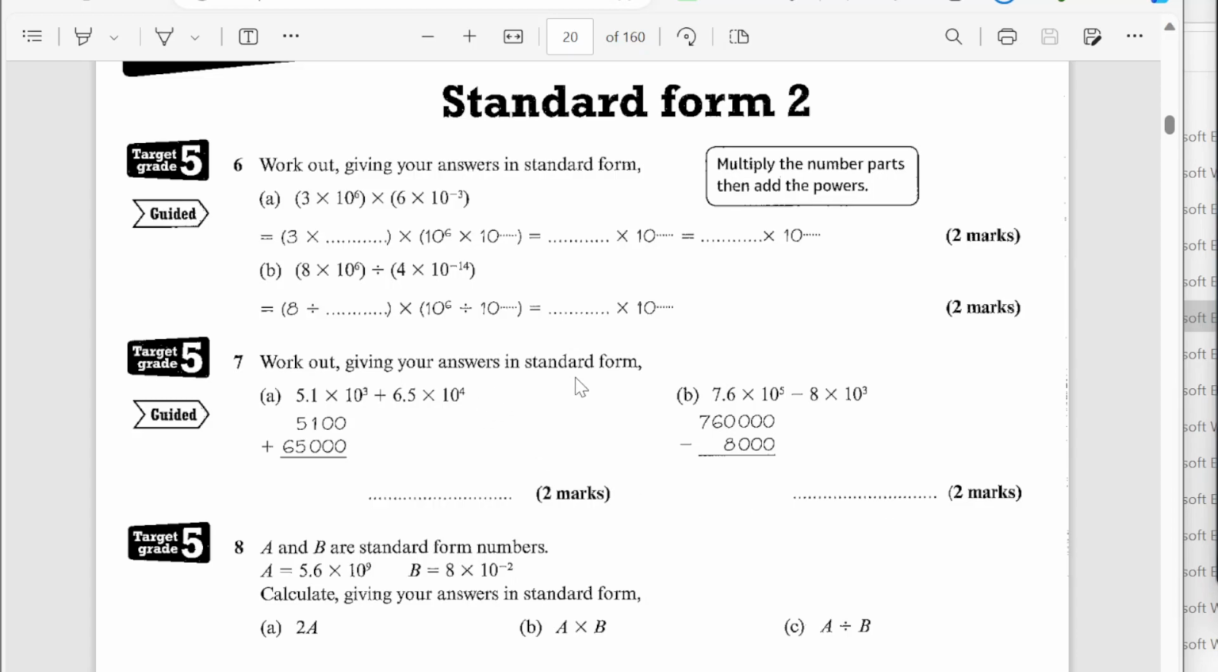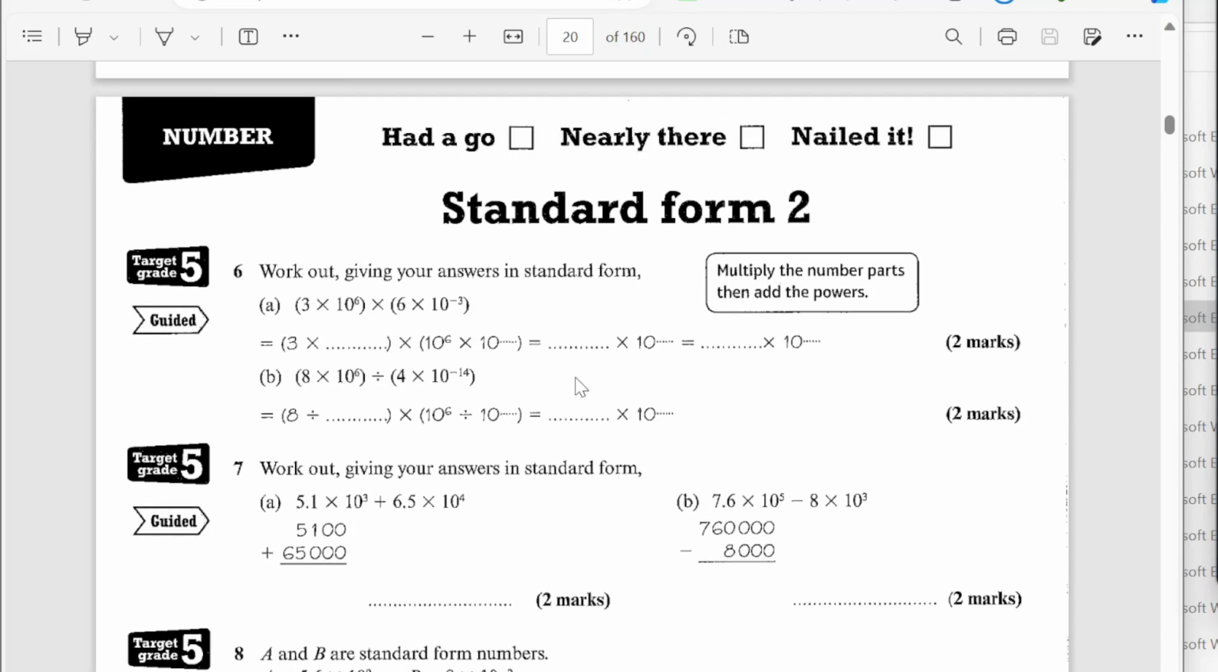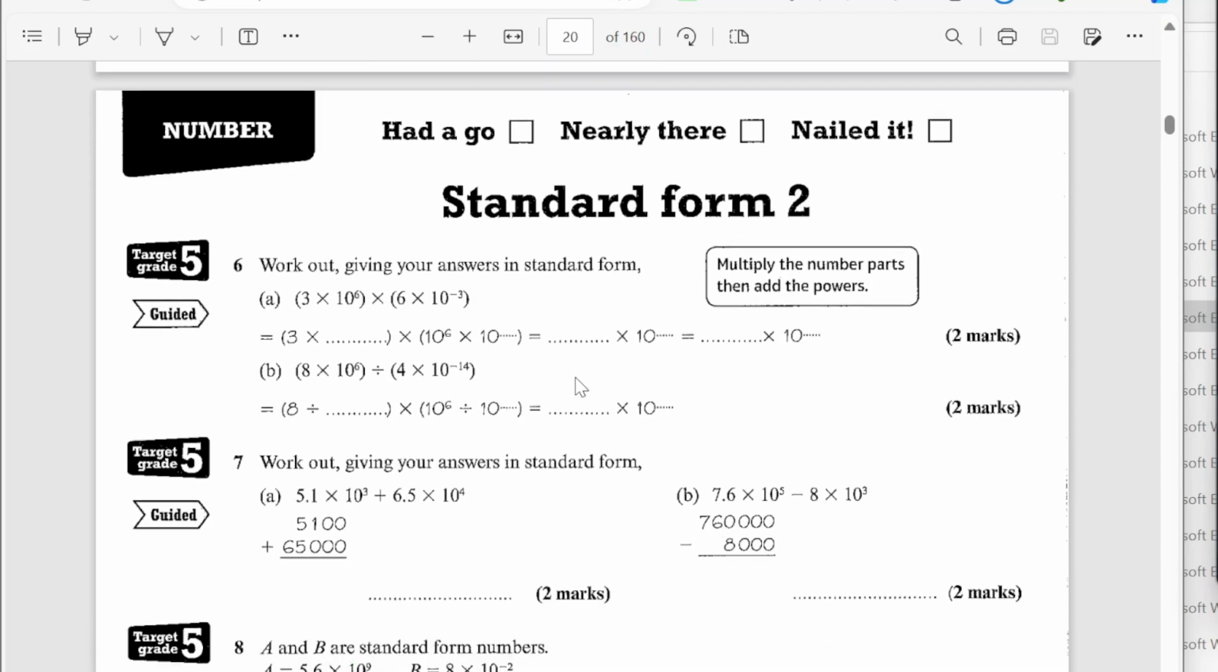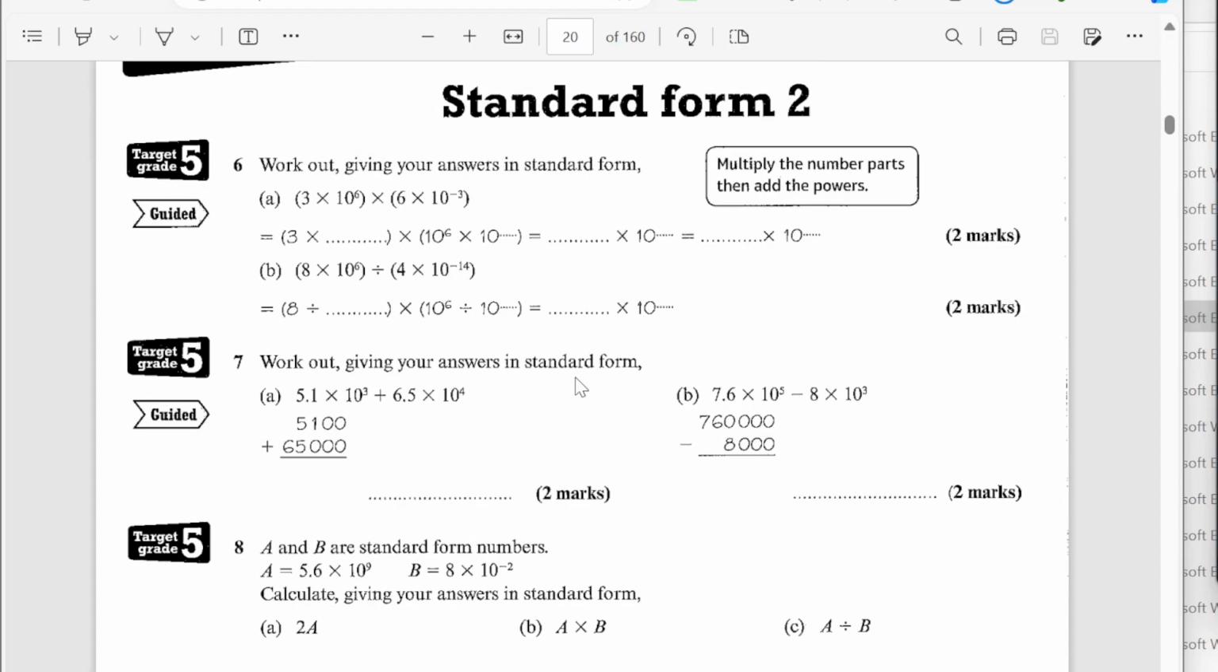Today we're looking at the Edexcel Foundation Tier Revision Workbook, topic number 18, Standard Form 2. Work out the given answer in standard form. So we've got multiplication in standard form.